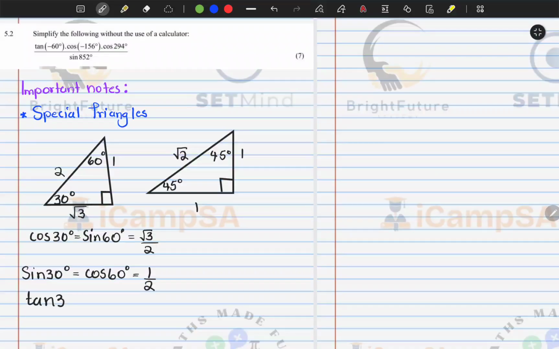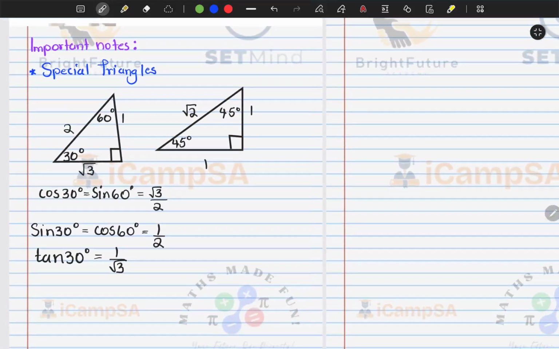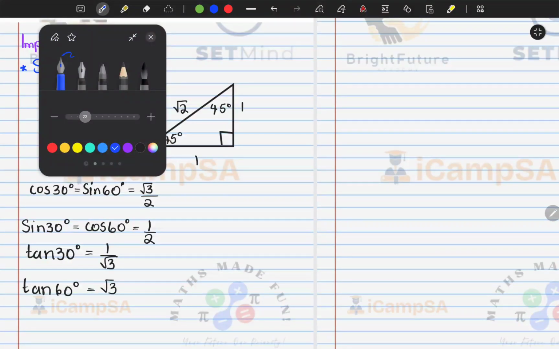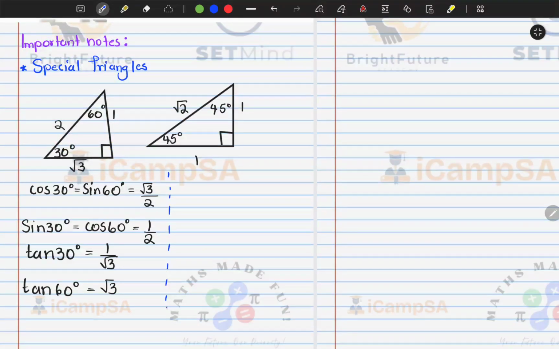Then you'll obviously have tan of 30 degrees, which is 1 over square root of 3. Then tan of 60 degrees will be just square root of 3. Then you can do the same for the other side, and you will see that we will have cos of 45 degrees, which is the same as sine of 45 degrees. Why does this work?